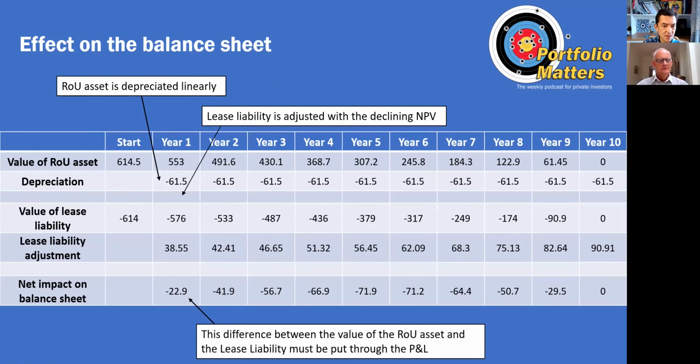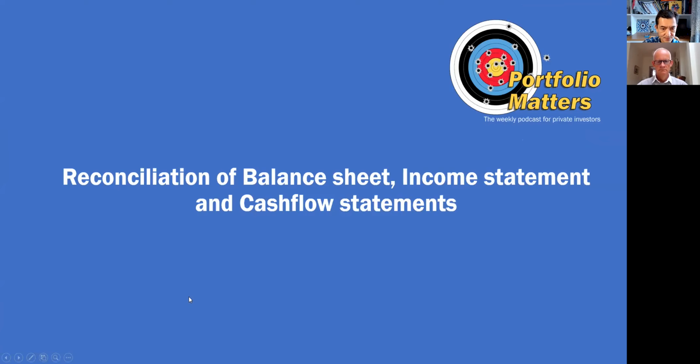Okay, then if we look on the balance sheet, you see the right of use asset has a value of £614.45 at the start, and then is depreciated linearly by £61.50 a year, whereas the value of the lease liability declines in line with its NPV. The net impact, the difference between the two, is what goes through the P&L.